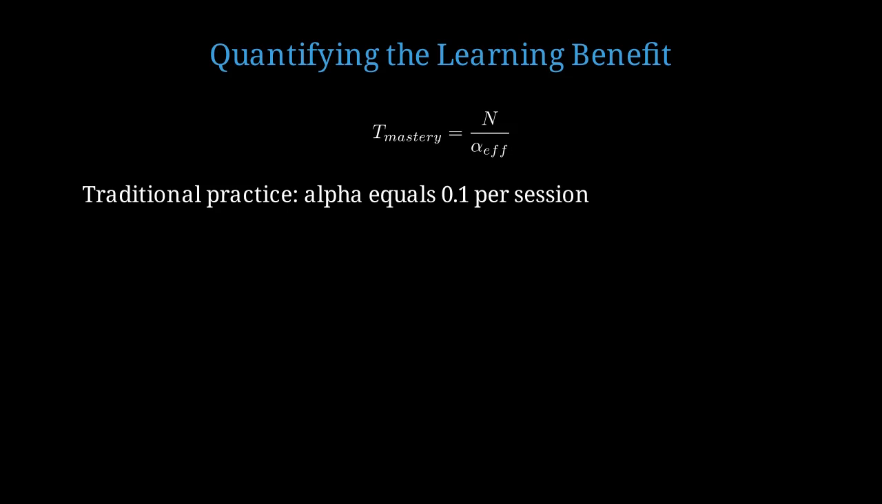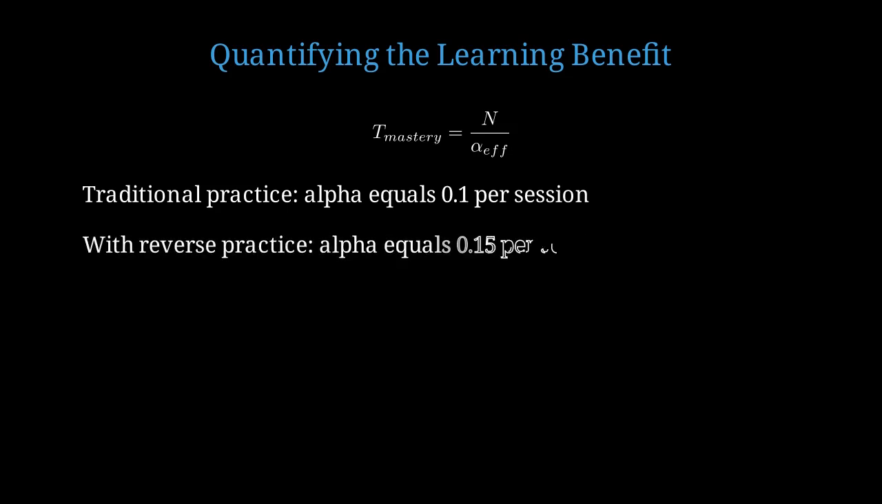Let's try to quantify the learning benefit of reverse practice with some numbers. Time to mastery equals N divided by alpha effective. N is the number of parameters to learn, and alpha effective is the effective learning rate. With traditional practice, let's say your effective learning rate alpha is about 0.1 per practice session. With reverse practice incorporated, studies suggest alpha can increase to about 0.15 per session.